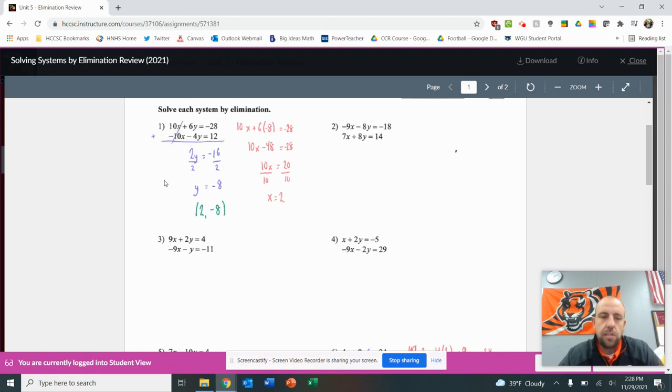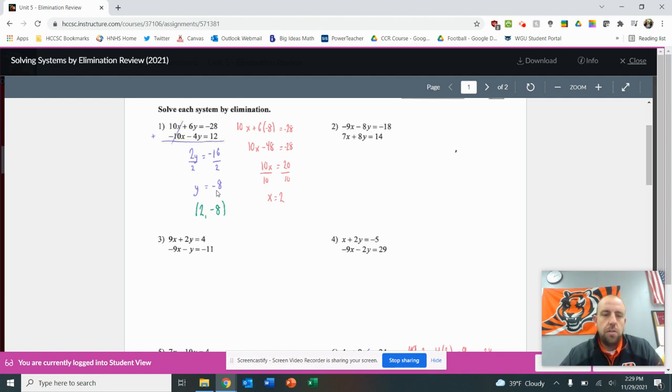Okay, what we're looking to see is do we have the same number in front of either x or y? Now, the signs could be different, but as long as the number itself is the same, then we can add them. So like on this one, I've got 10 and negative 10. It's okay that one's positive, one's negative. We're going to add these together, and we'll really add column by column. Well, 10x plus negative 10x, those are going to cancel each other out because that's 0. 6y plus negative 4y, that's 2y. Negative 28 plus 12 would be negative 16. So we end up with this expression 2y is equal to negative 16. We solve to get y is equal to negative 8.